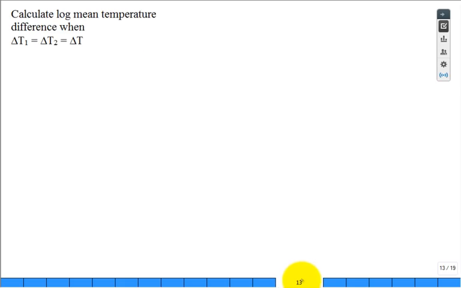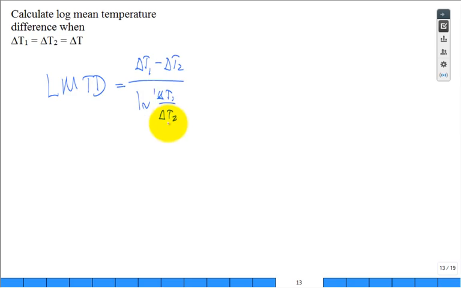Let's cover this topic. I want you to calculate the log mean temperature difference when delta T1 is equal to delta T2. Well, what's the definition? Delta T1 minus delta T2 divided by the natural log of delta T1 over delta T2, right? So you say, hey, if they're the same, then this numerator is 0, and then I divide by the natural log of 1.